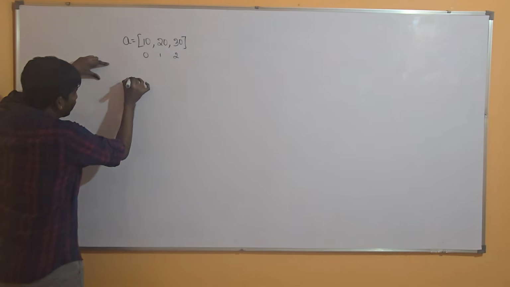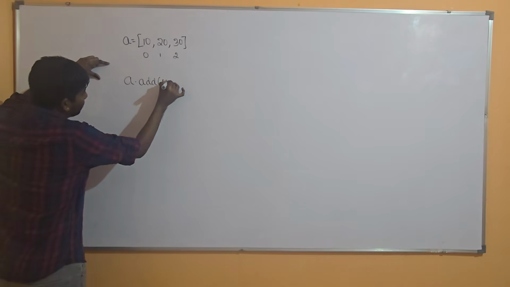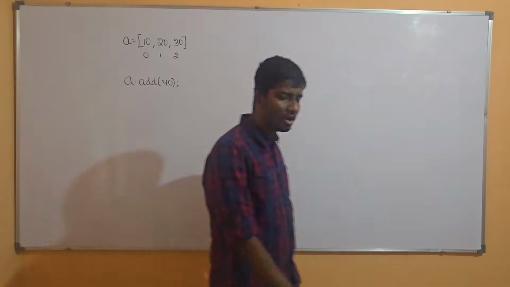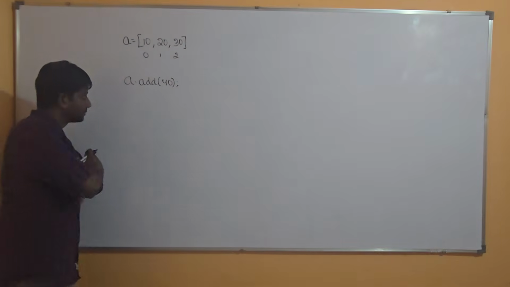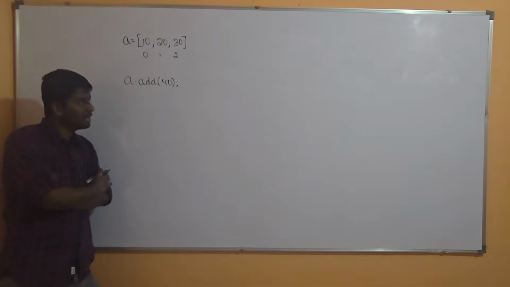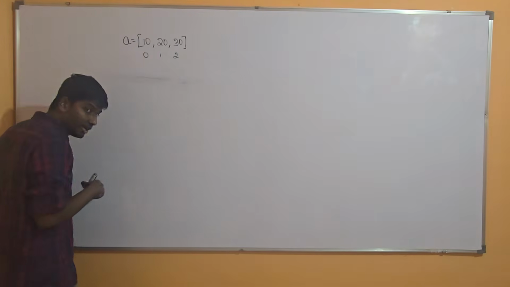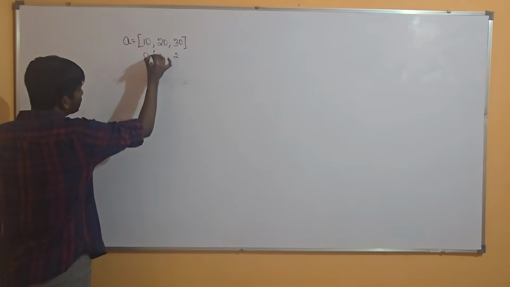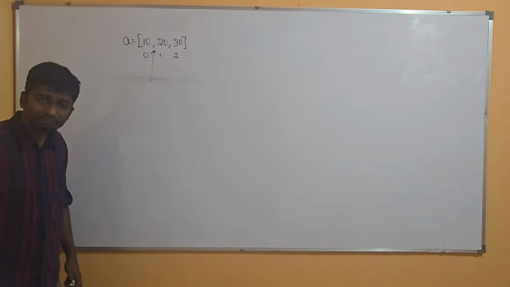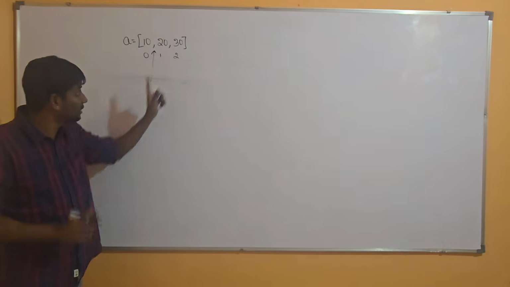Now, if I write A dot add of 40, you already know, guys, what will happen. 40 will come to the end. I don't want this to happen. I want 40 to be inserted between 10 and 20. I don't want 40 to be inserted in the end.